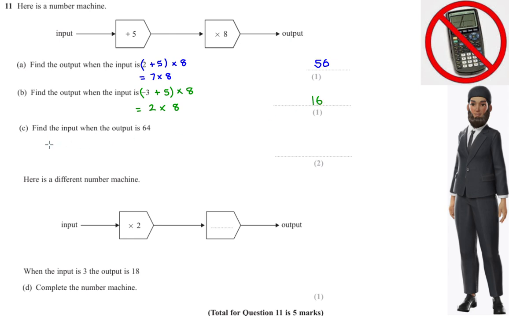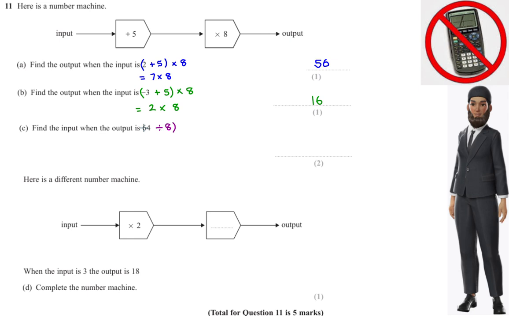And for part C, it says find the input when the output is 64. So we need to work backwards. So therefore, you start with 64. The inverse of times by 8 is divide by 8. So we need to divide by 8 first up.